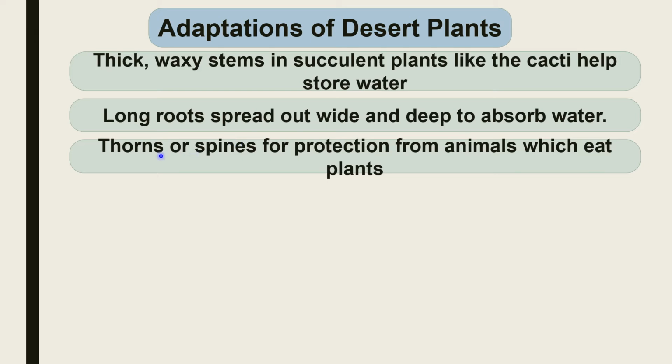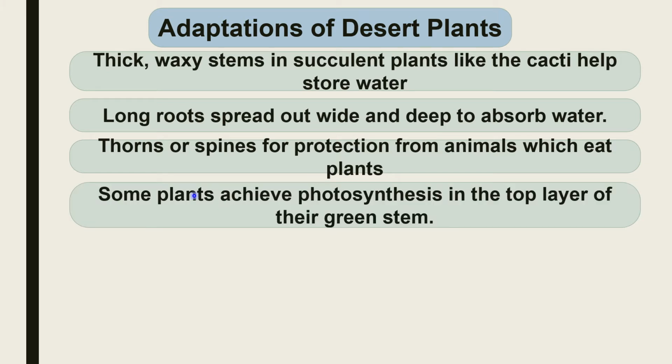Second one is the thorns or spines for protection from plants and animals which eat plants. Some plants achieve photosynthesis in the top layer of their green stem. And lastly, some plants are short and grow slowly so as to not lose much water.